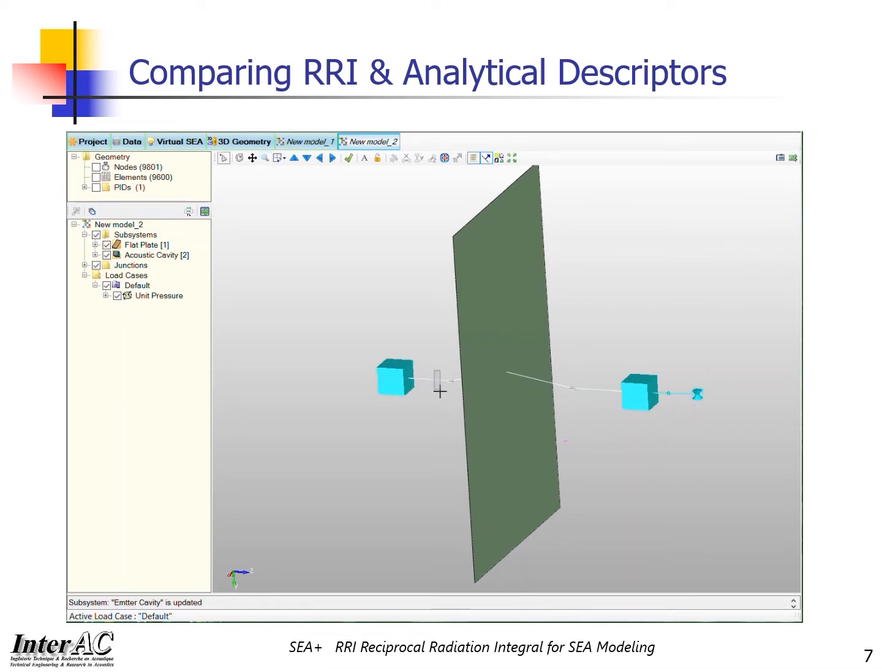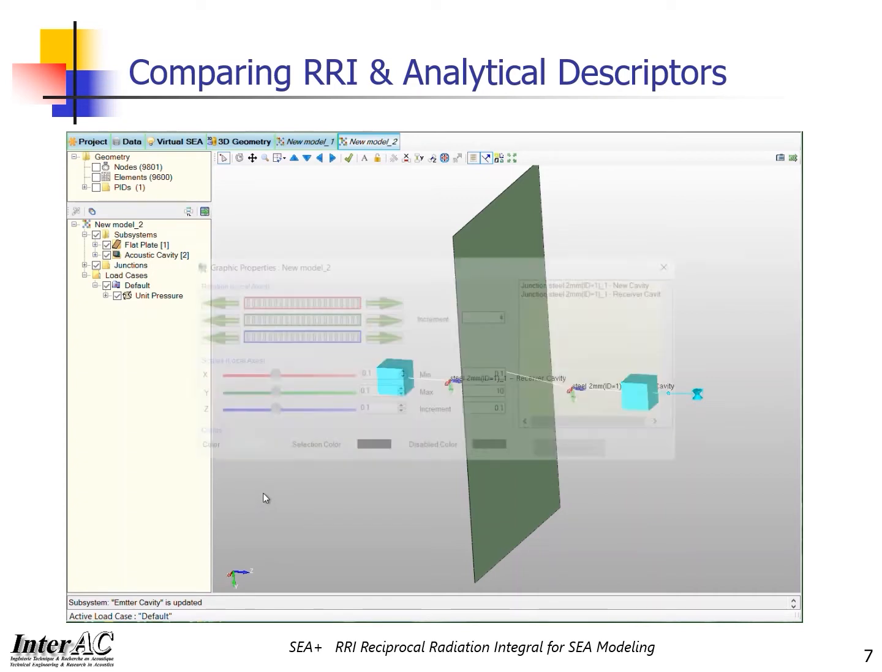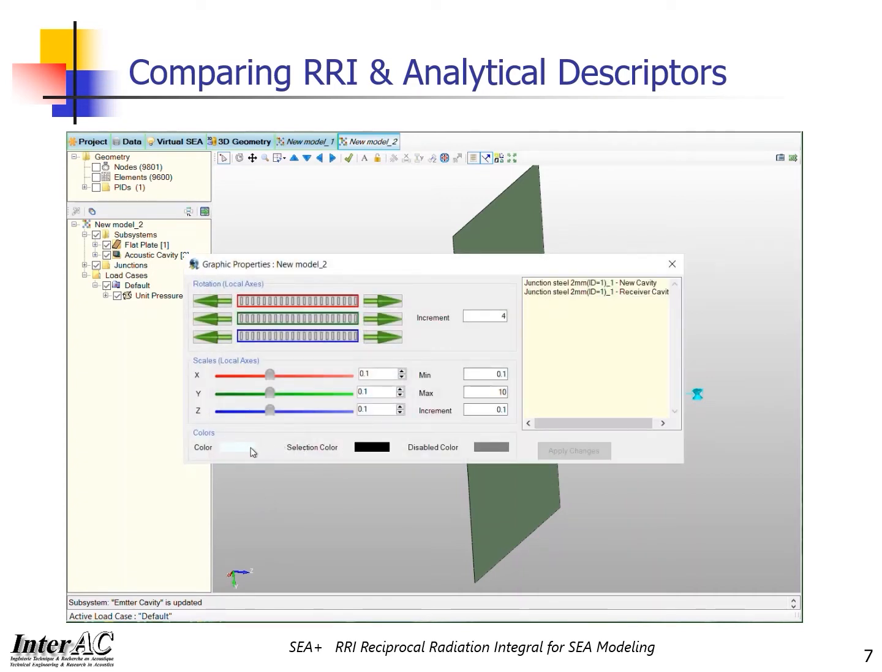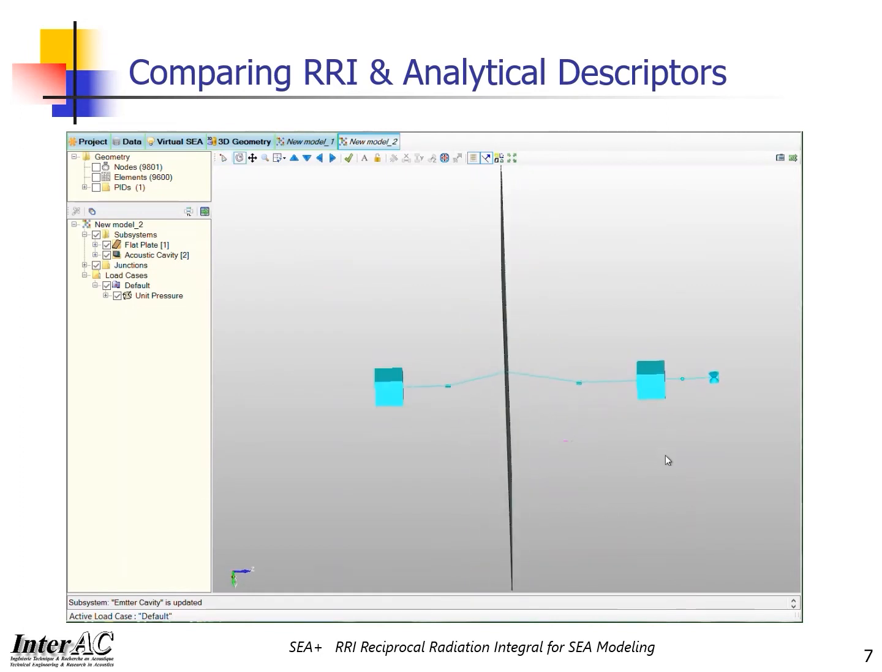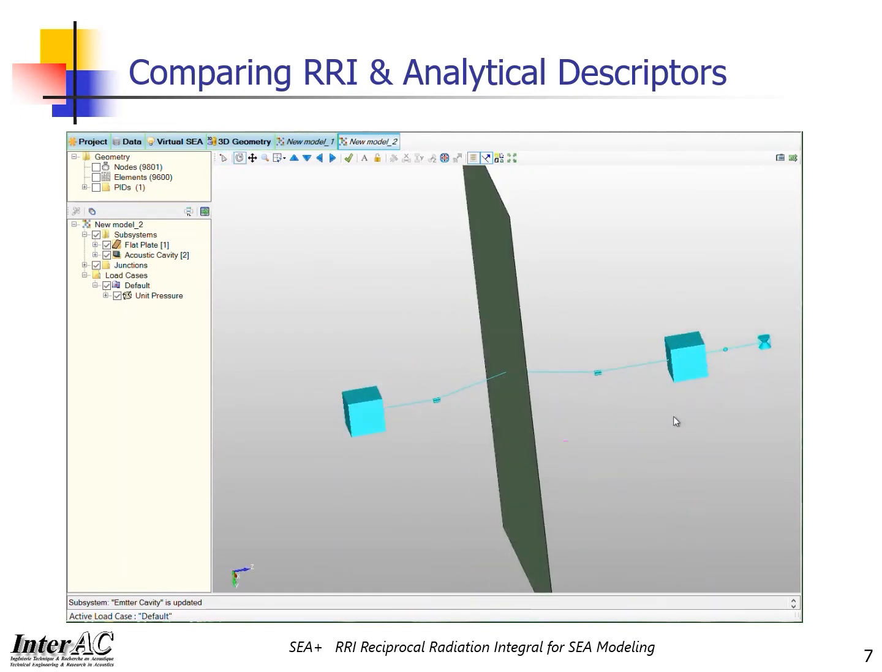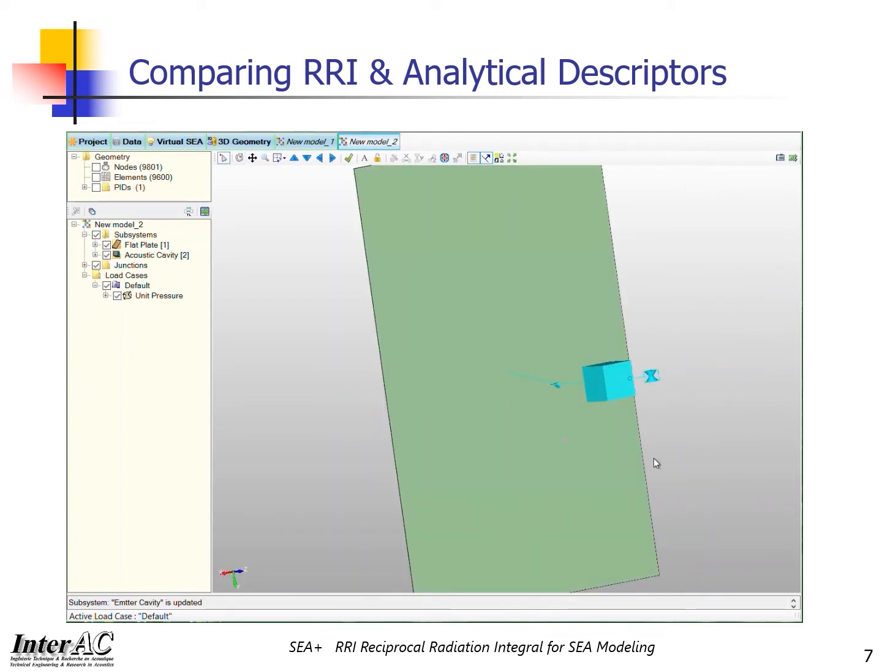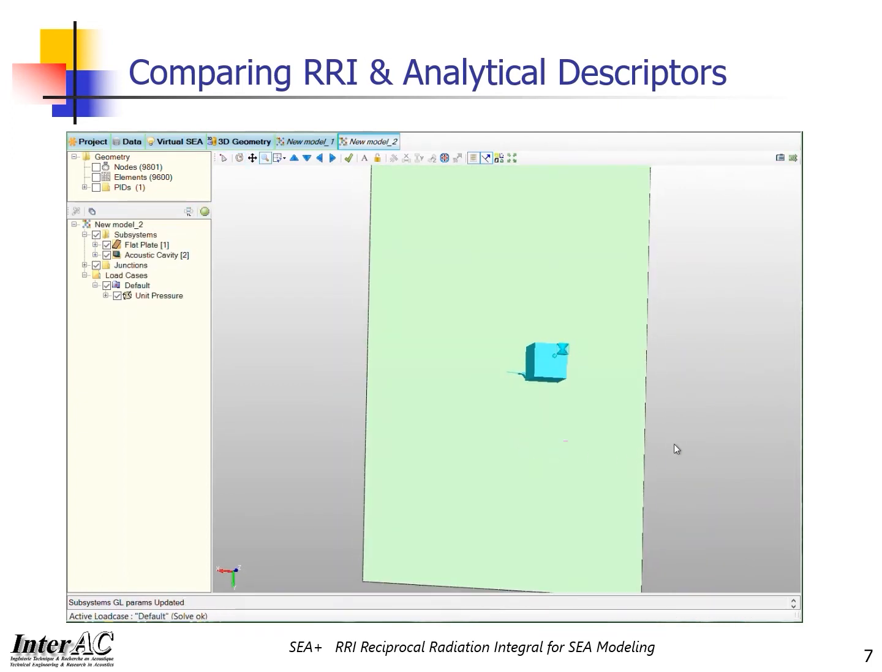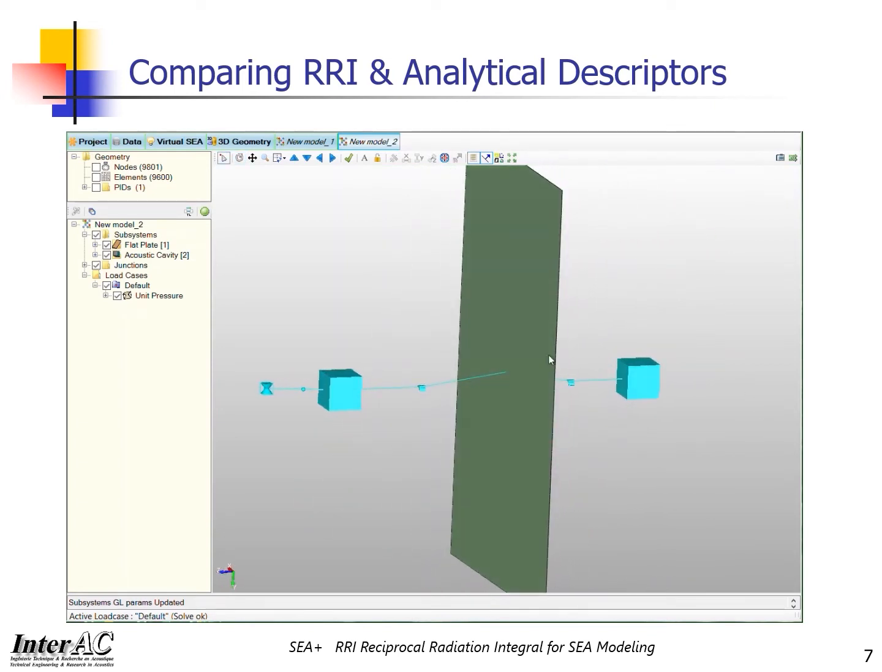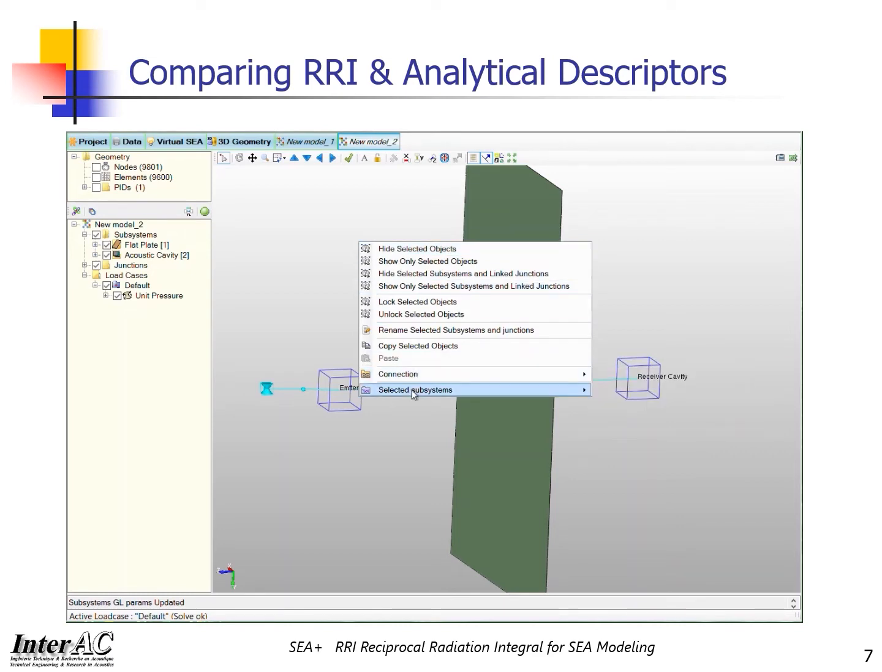I will probably also change the coupling loss factor color. For this, I just select both with Control W and change the color here. I put light blue, the same color as the cavity. Okay. Now I have a transmission model I can solve. Control R to solve. Then I can take a look at the drop of pressure between the two cavities.